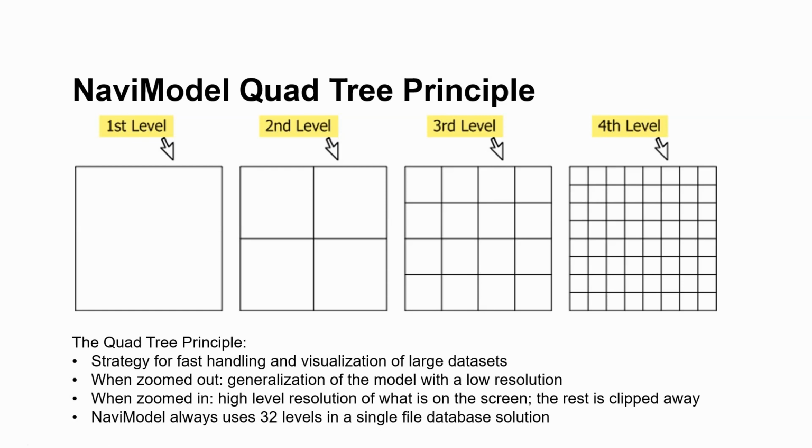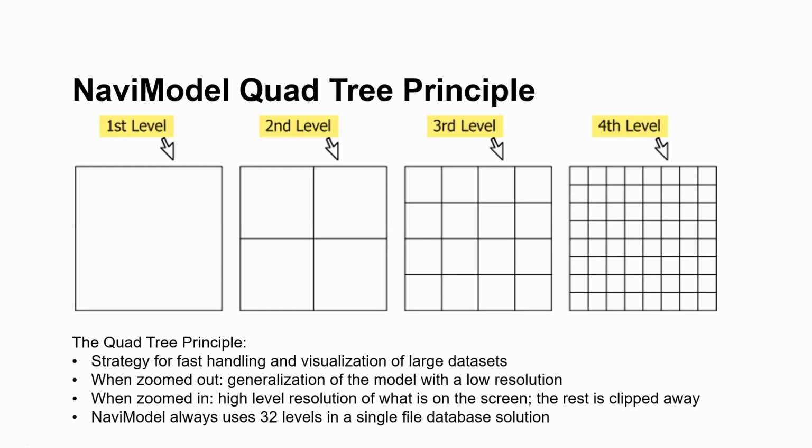When we zoom out, we are going up to a higher level on the terrain model, and then when we zoom in, we go down to the lower levels, and thereby get a higher resolution, but only of what is on the screen. The rest is clipped away.